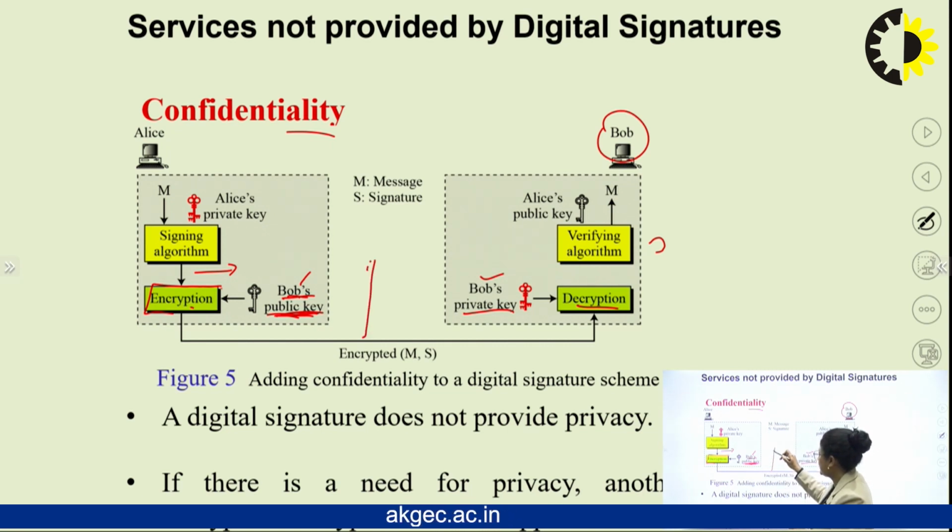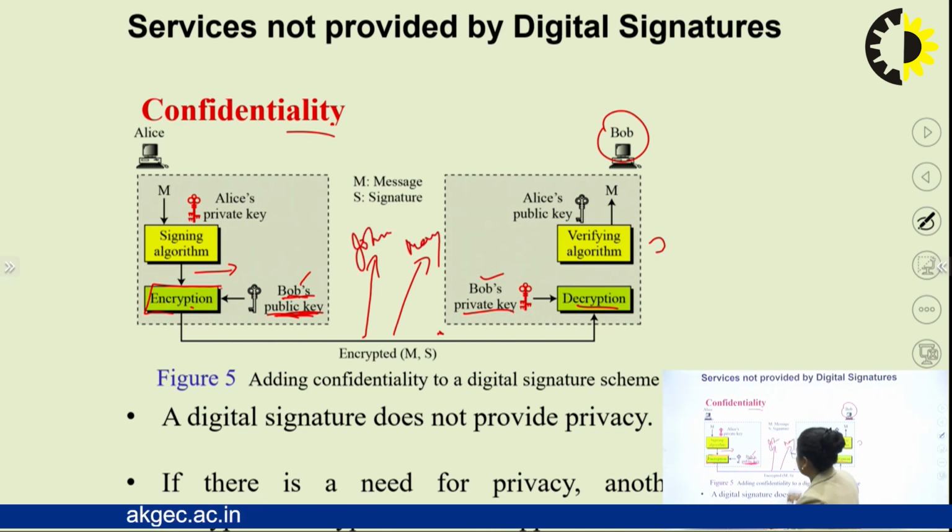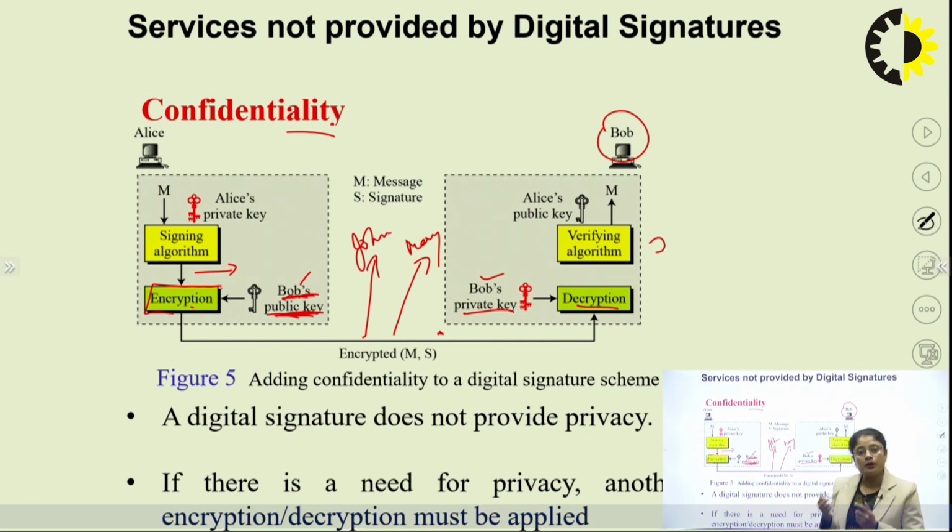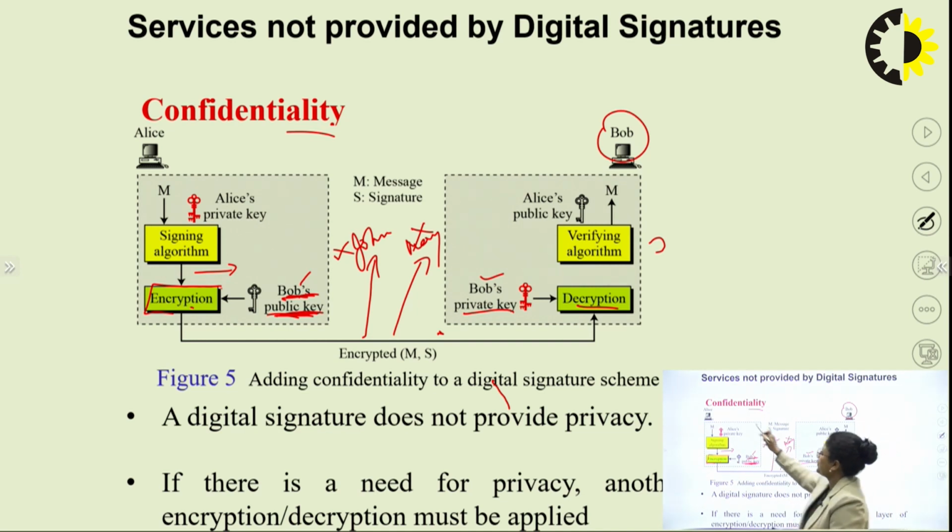This network, by any third party, let us say John or Mary, whoever is there in the network, they cannot decrypt it. Why? If the encryption is done using Bob's public key, the decryption requires Bob's private key, and it is not known to either John or Mary, so they will not be able to read what is there in the message, thereby ensuring confidentiality.